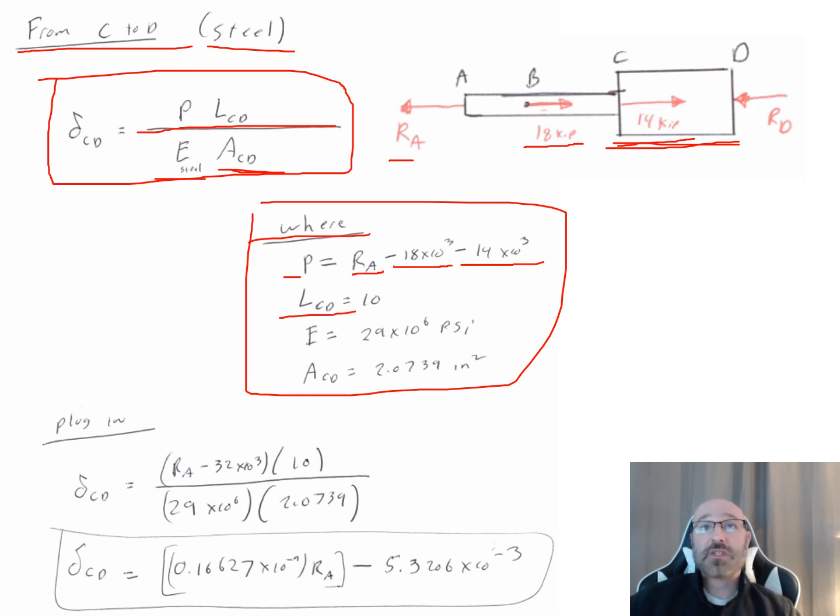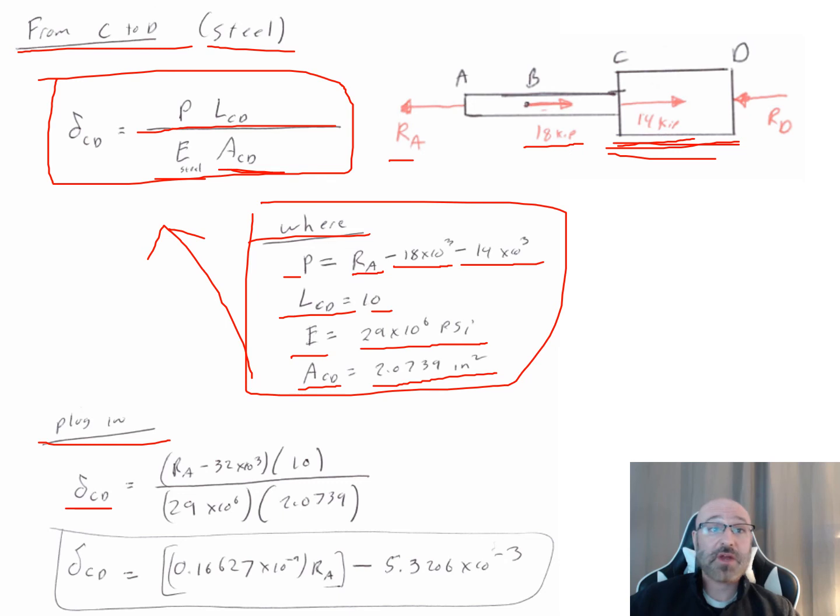And my length of this CD member is 10 inches. My modulus of elasticity for steel, given to me, is 29 times 10 to the 6 psi. And my area for CD is equal to, based off my diameter for that section of the rod, 2.0739 inches squared. Plug all this back into this equation. We end up with my delta for this member CD, the steel portion of the rod, equal to my RA minus 32 times 10 to the third, combining those two terms, times 10 inches divided by my modulus of elasticity for steel, times my area of CD from above. I plug that right in.